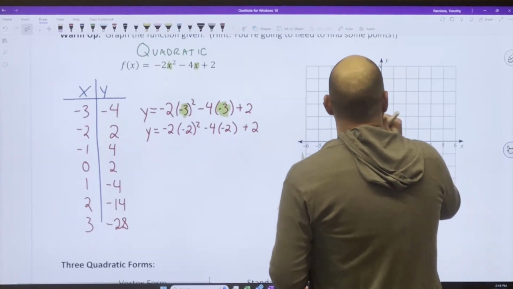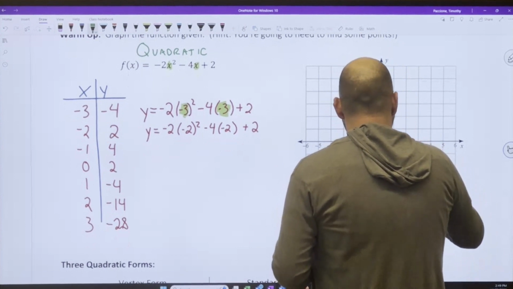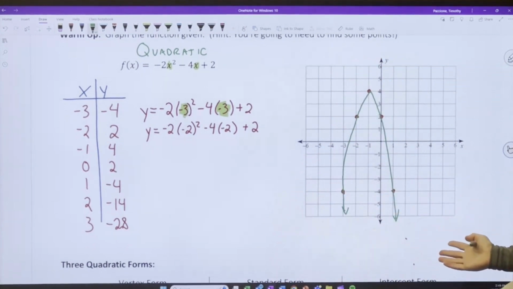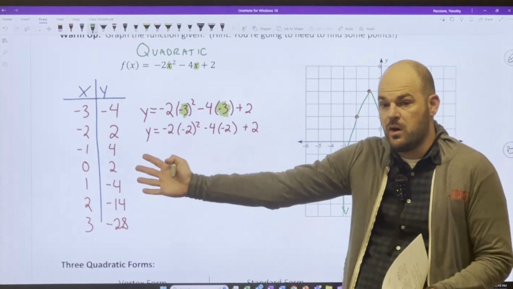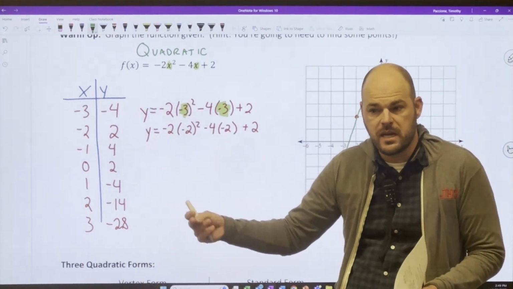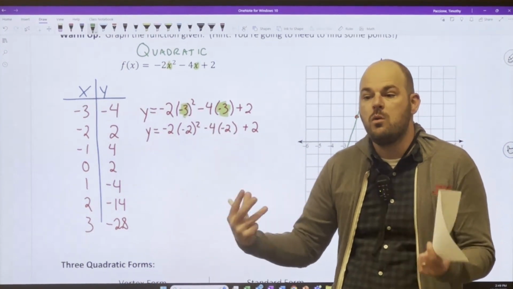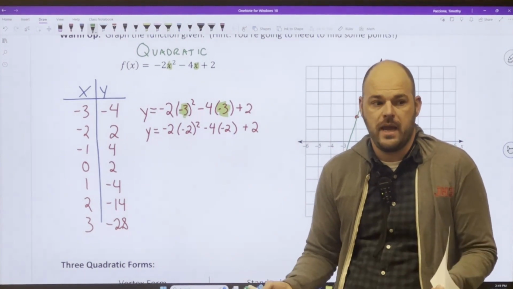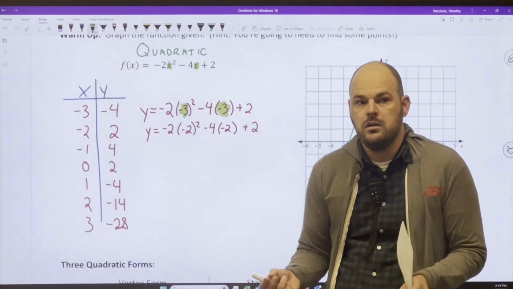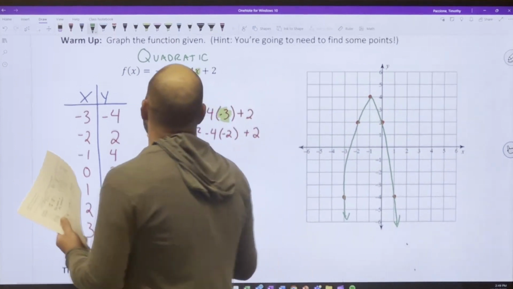And there we go. Now, that's our graph. That's doing it the long way. Like, that takes a while to do all those calculations, right? What we would want is a shorter way, right? Well, let's notice some things here, right?